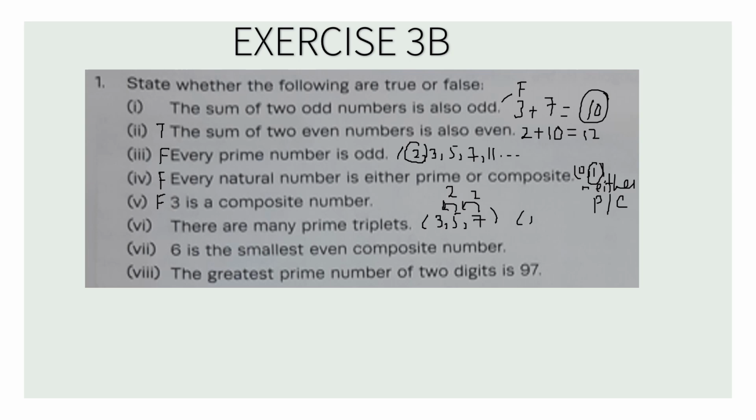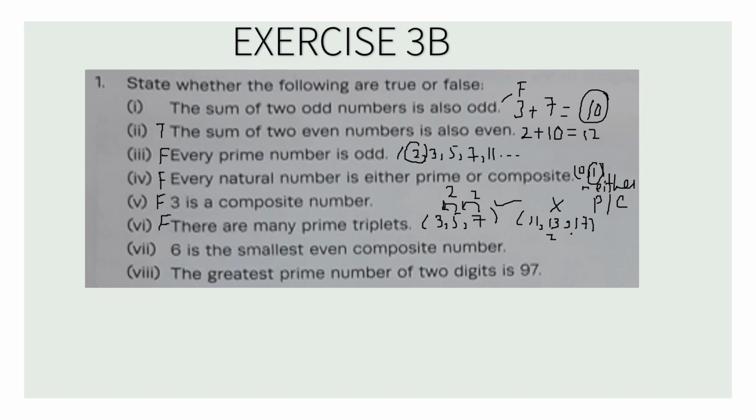I can't take, for example, 11, 13, and 17 as a prime triplet. This is wrong. Why? Because 13 minus 11 is 2, but 17 minus 13 is not 2. So that's the reason this is wrong. This is the only prime triplet, right? So this statement is false, right?